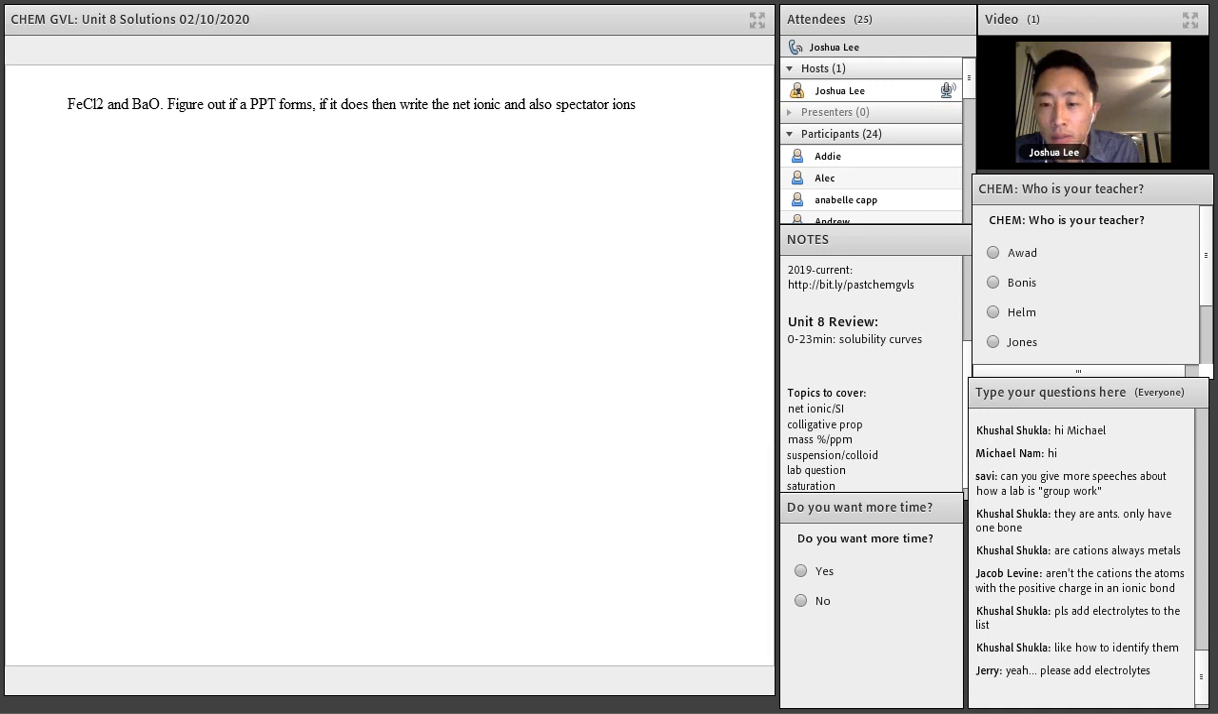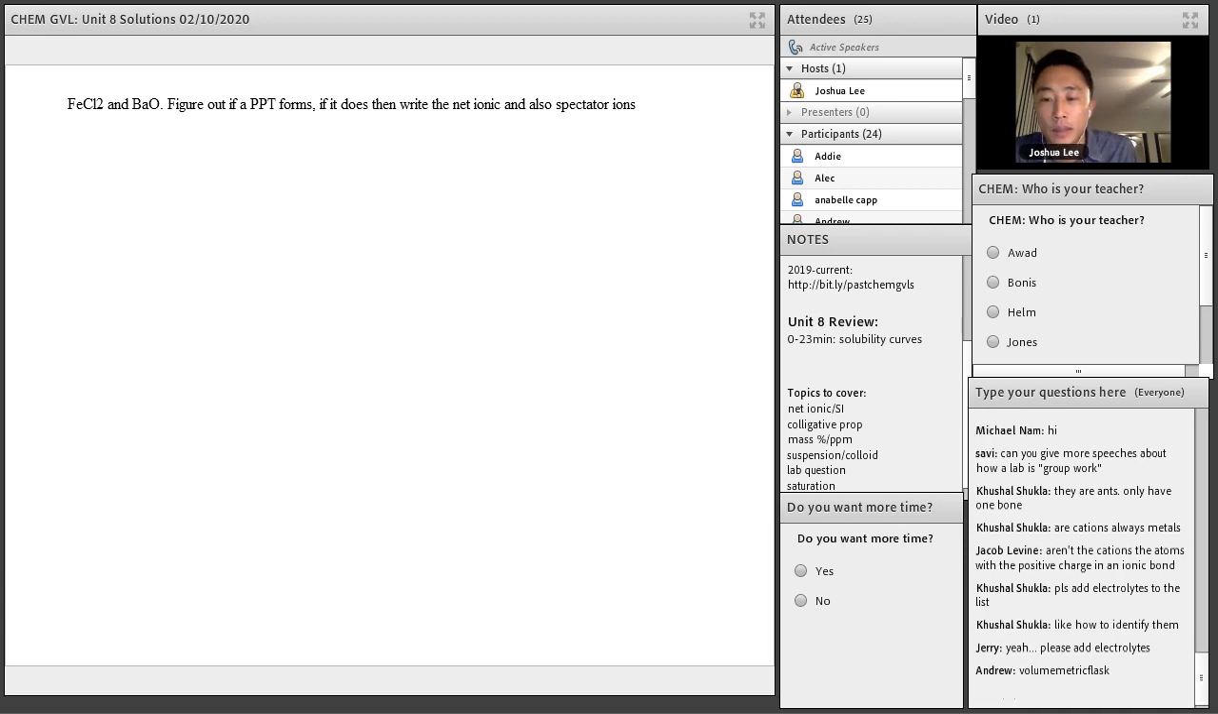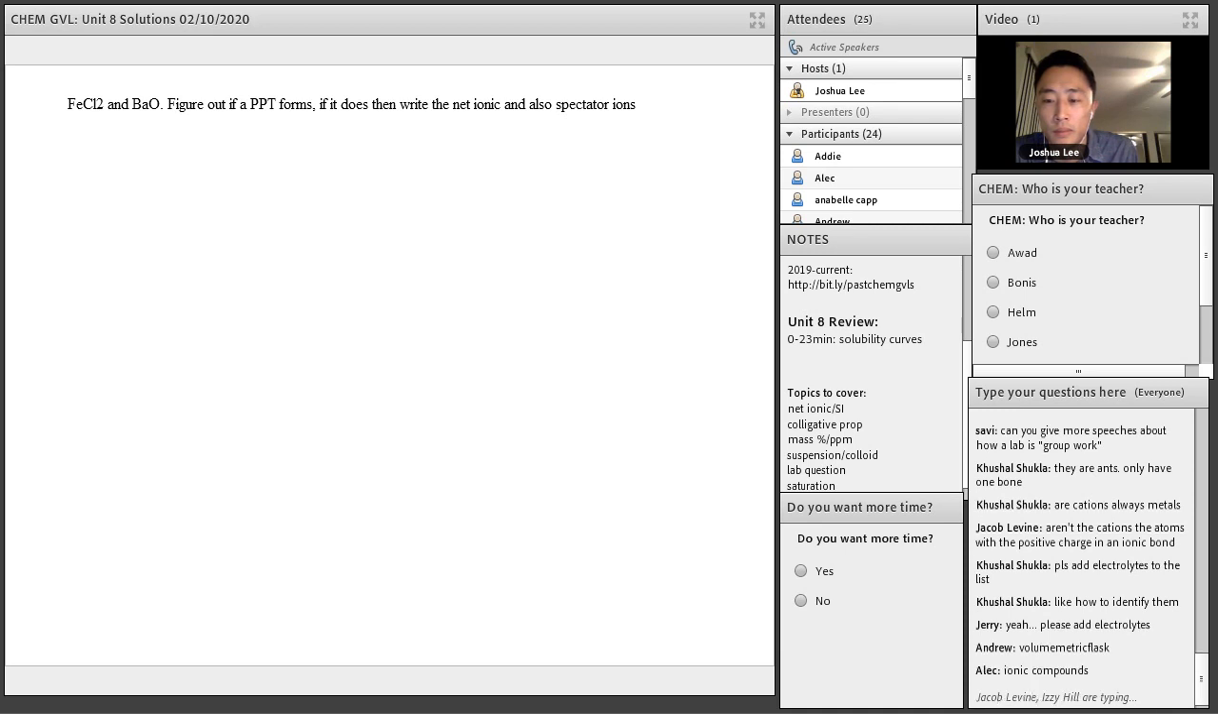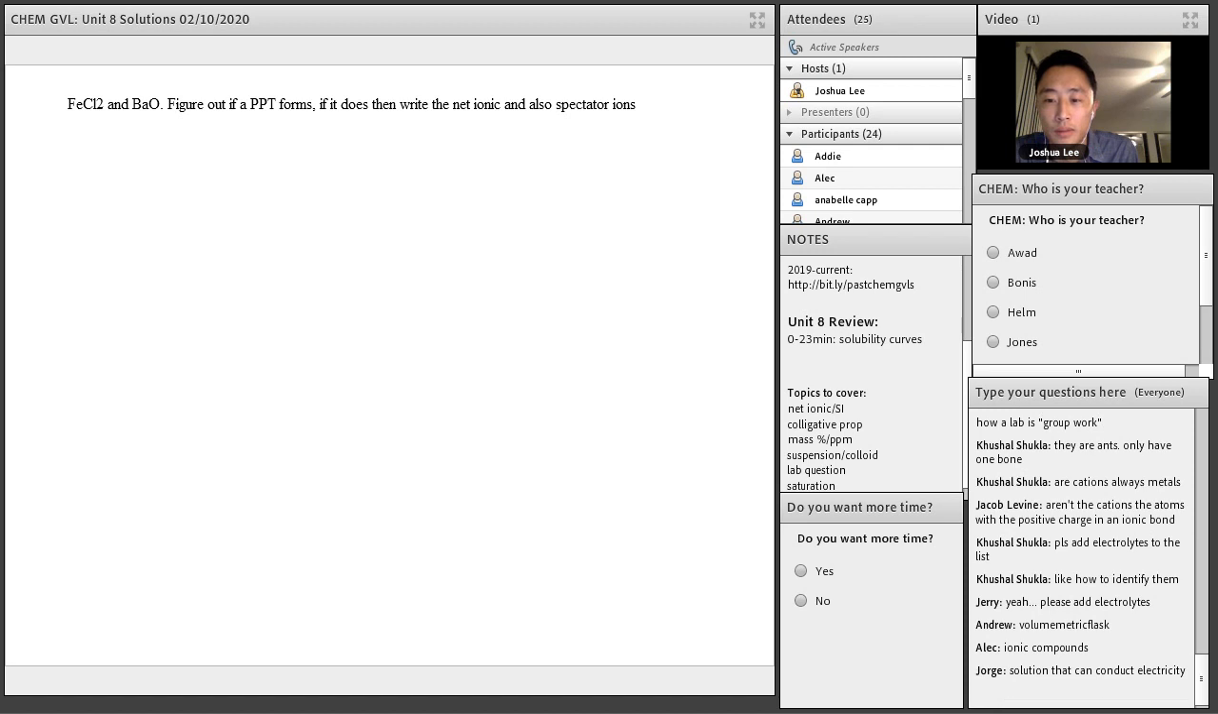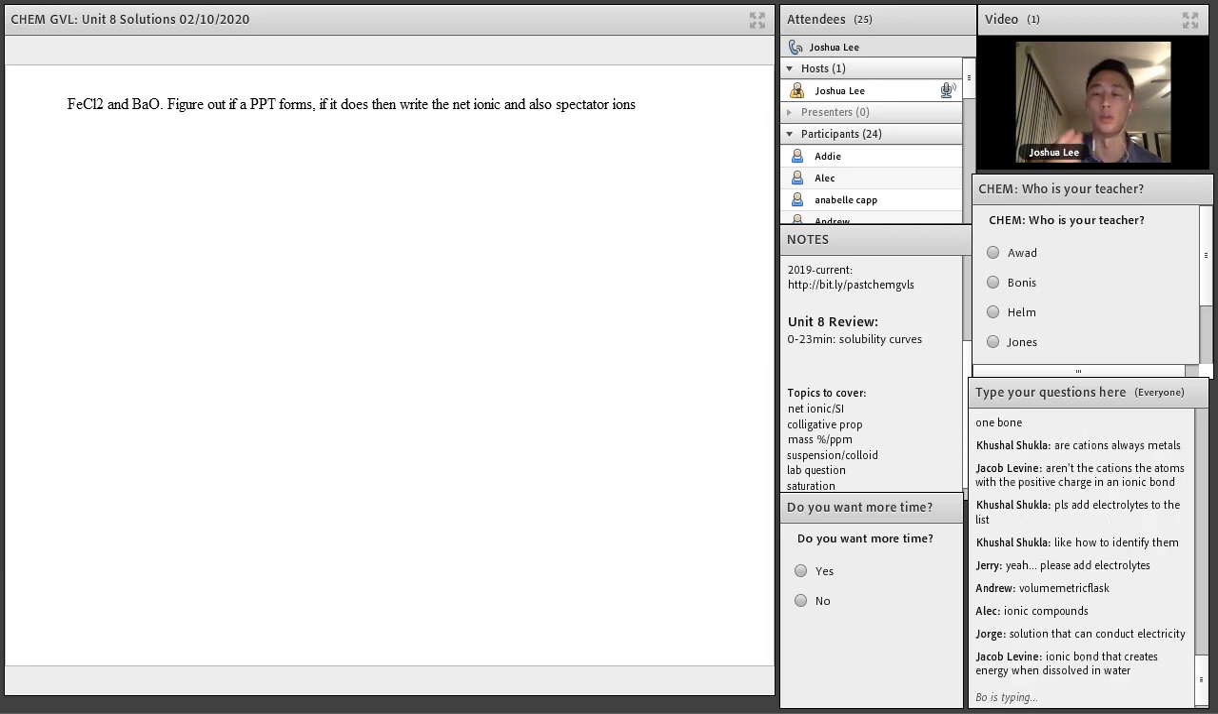Electrolytes? Like how to identify them? Yeah, please add electrolytes. Can anyone tell them what electrolytes are? We're currently talking about them. Ionic compounds. And like George said, solutions that conduct electricity because they have ionic compounds dissolved in them. The floating ions, the positive and negative charges, are the ones that help conduct that electricity. Perfect.